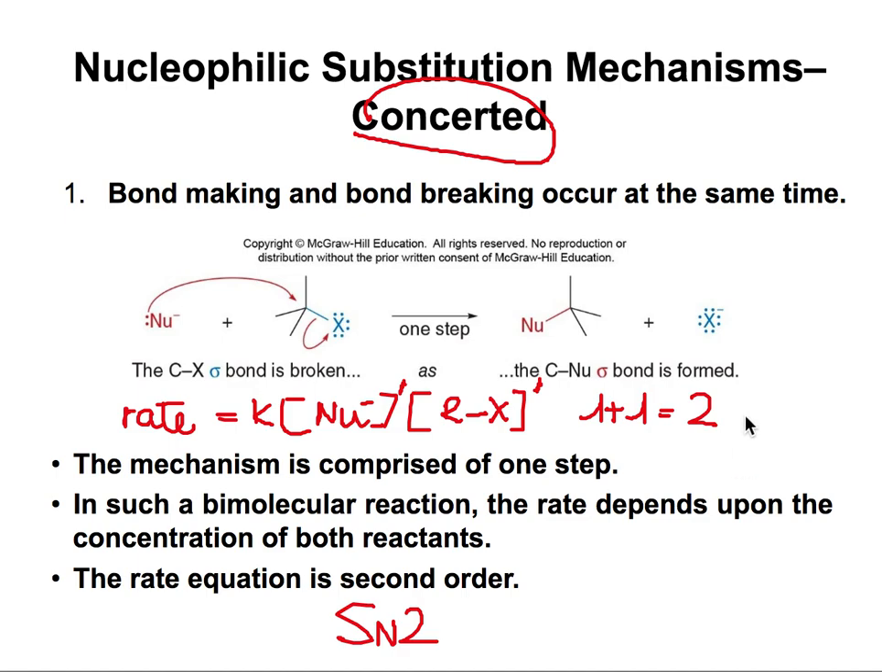Because the reaction happens in one step and both the nucleophile and the alkyl halide are involved, these two are the same two that we're going to keep talking about in the SN2 type of reactions.